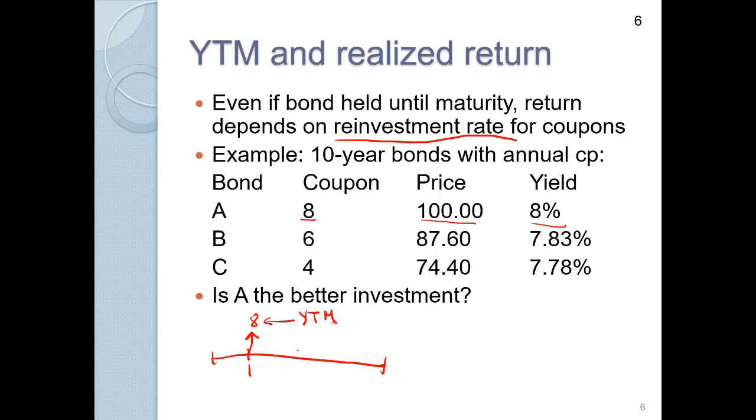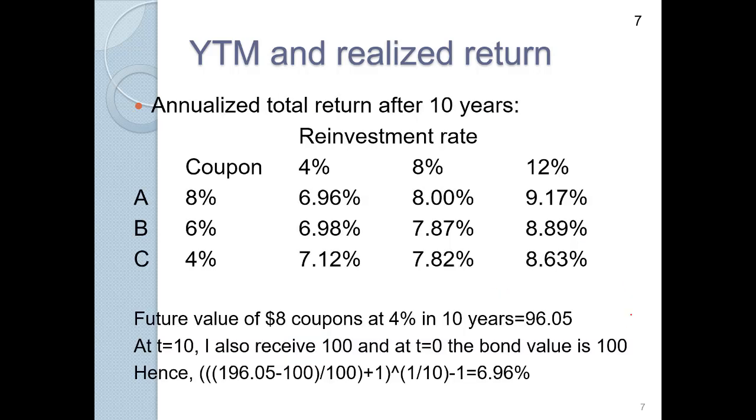So what we're going to see is this case where we have 3 bonds, A, B, and C. One pays a coupon of 8, 6, and 4. These are the prices and these are the yields. And the whole question here is whether A is a better investment. And the answer is going to be not necessarily. So let's see an example of what could happen.